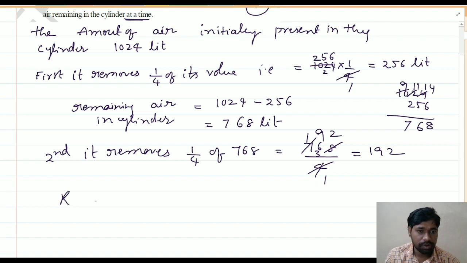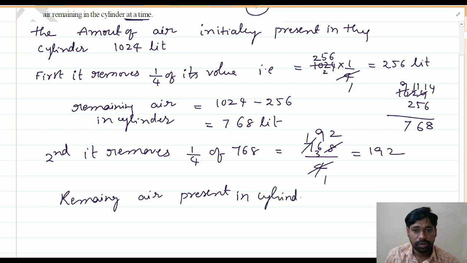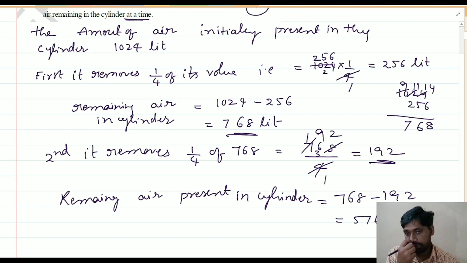So the remaining air present in the cylinder. How to do it? From the total, you have to subtract this. That is 768 minus 192. So it will become 576. Okay. Again we have to perform the action.